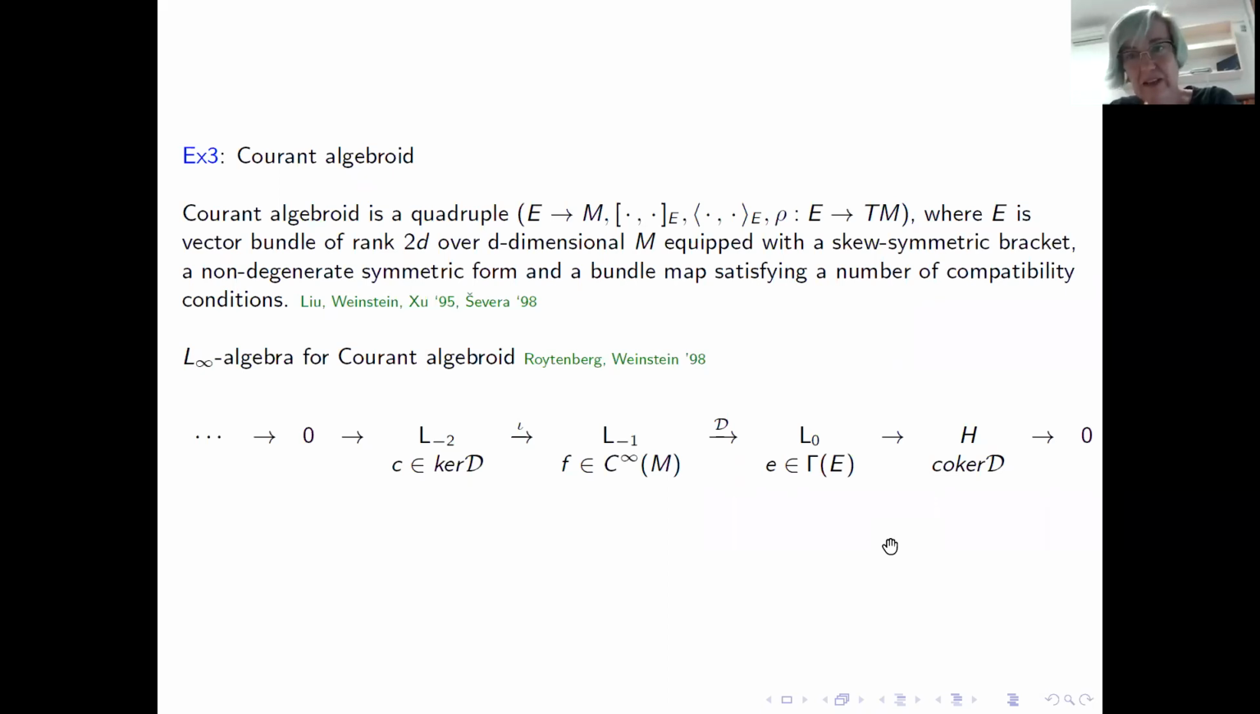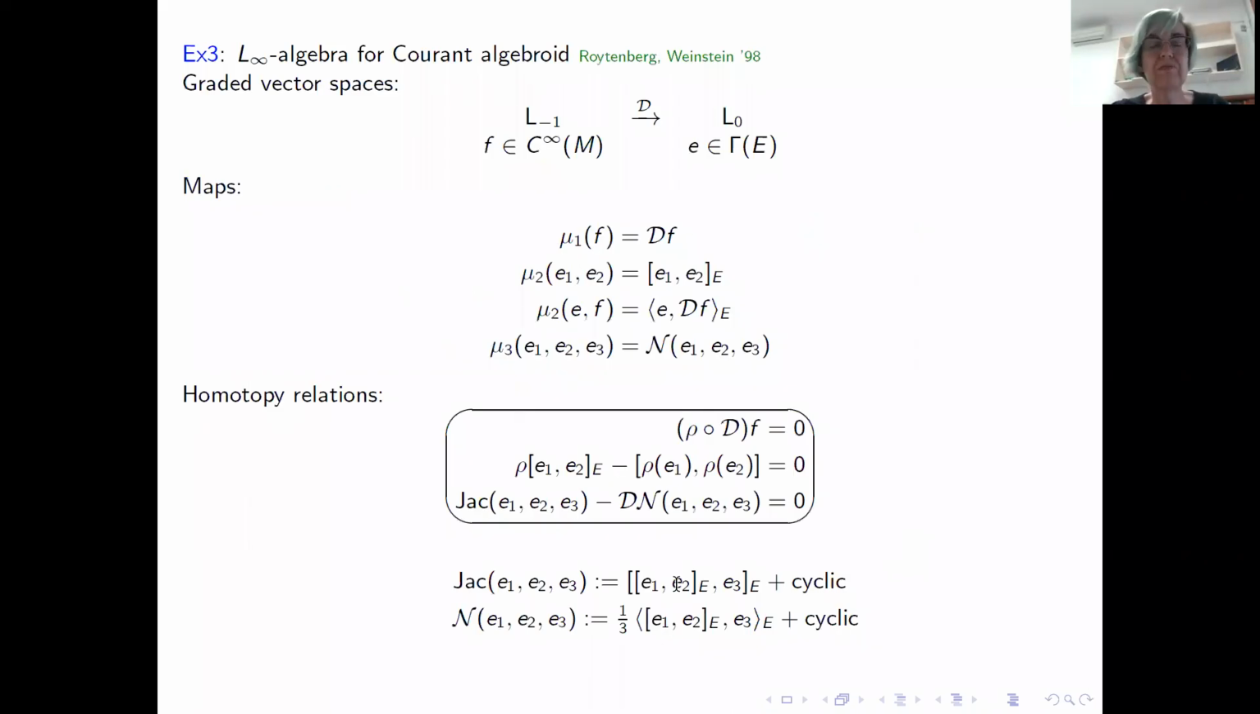Of course, because I have this differential and then I can define it. So in the case when mu0 is not 0, I don't have a chain complex underlying an L-infinity algebra. So they basically use this complex to suggest an L-infinity algebra for a Courant algebroid.